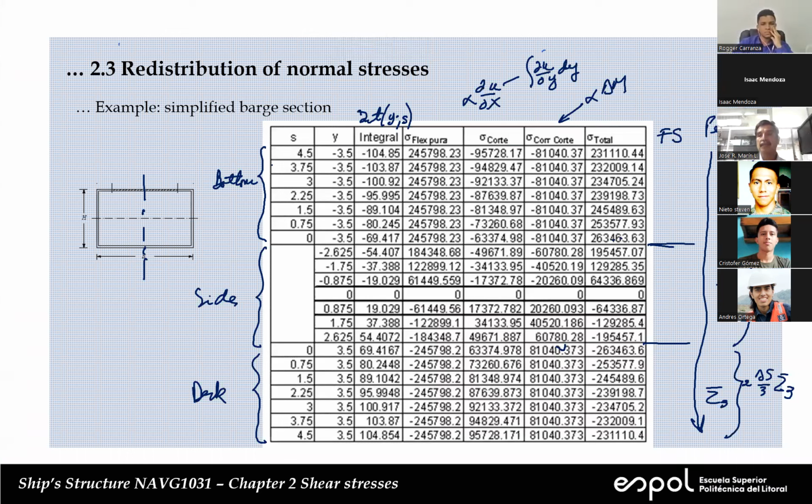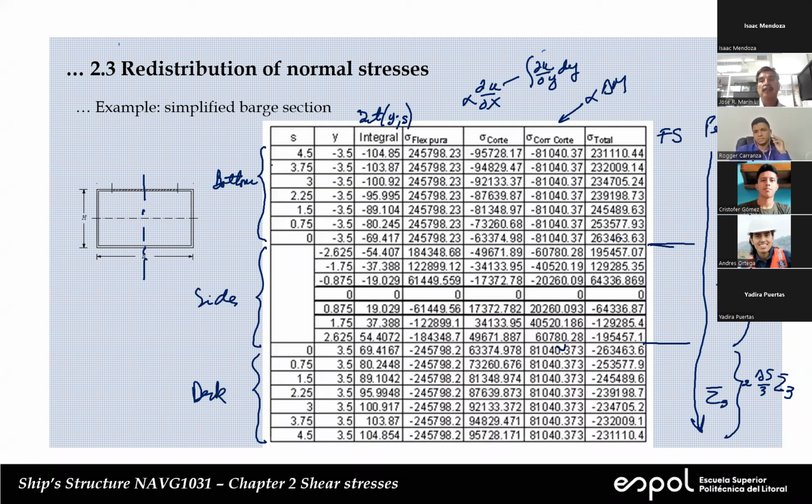What are the units of sigma times y, Mr. Carranza? Force over length. Yes. And if you multiply by delta S, the result will be delta S times force over length, which will give you only force. But we need force and length because we are calculating moment. What are we missing here? Length.